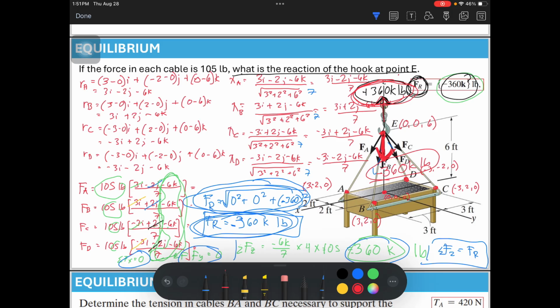As we said earlier, we equate for equilibrium: the resultant of the loads should be equal to the resultant of your supports. The resultant of the load is this one, downward. The resultant of the support is the upward 360.